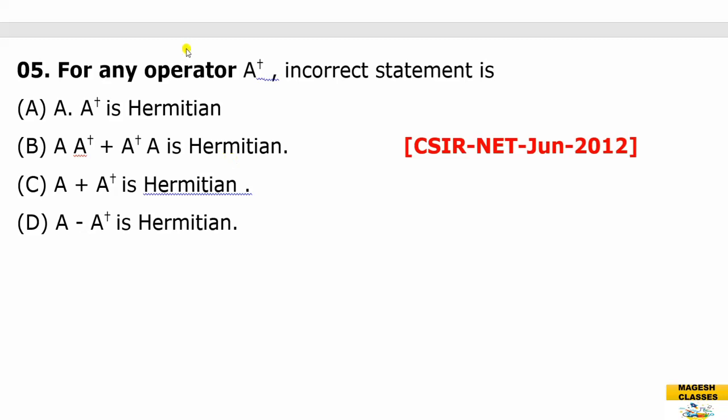Question number 5. For any operator A dagger, the incorrect statement is. You have to check one by one. This is a question from June 2012. Is A dot A dagger Hermitian or not? To find out, the concept is that the operator dagger is equal to the operator. So you have to check. First one is A.